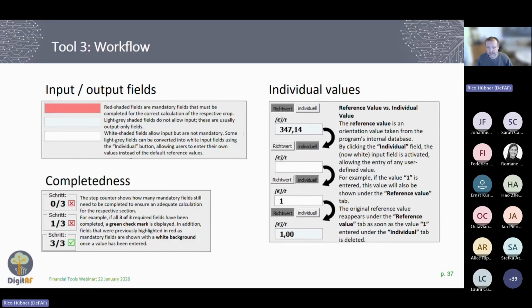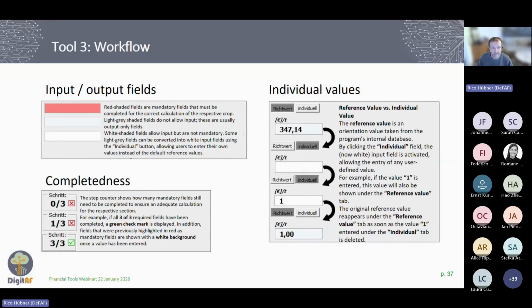Gray ones are output values and white ones are additional factors that can be added. In order to know whether you are right on track, there's also always a 3-step counter, and that tells you directly whether you're right on track. And if you receive a green check mark, then all the information you need to run the model is complete.